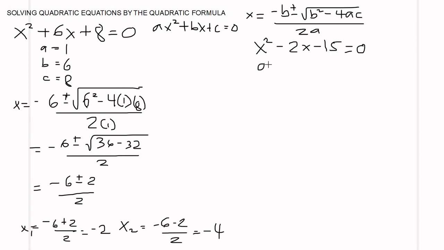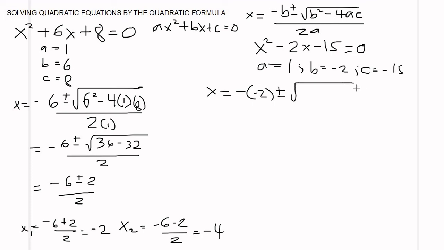And then let's do that one again on the second example. So a would be equal to 1, b is negative 2, and c is equal to negative 15. So that means x is equal to negative of the negative 2, plus or minus the square root of b squared, which is negative 2 all squared, minus 4, a which is 1, and c which is negative 15, all over 2a.